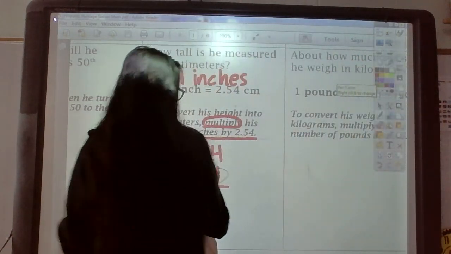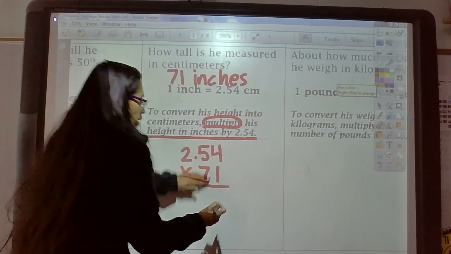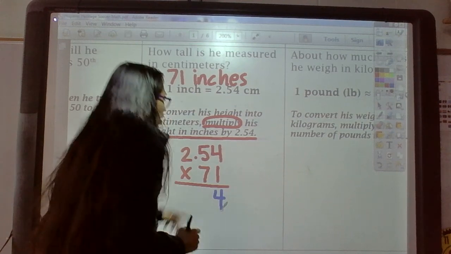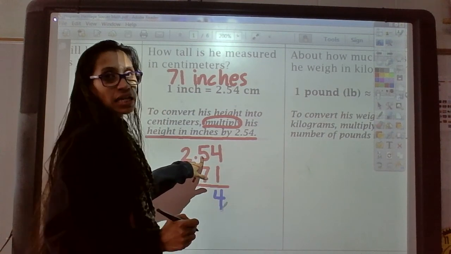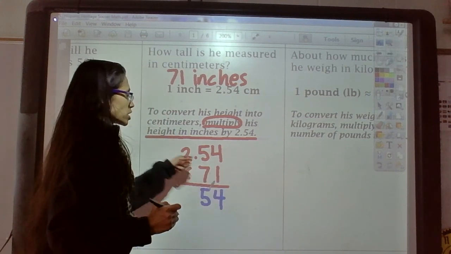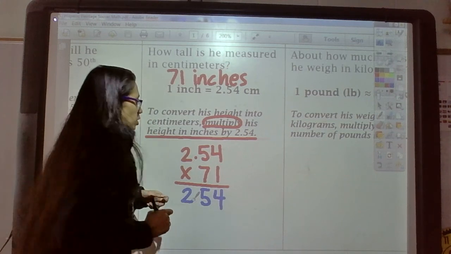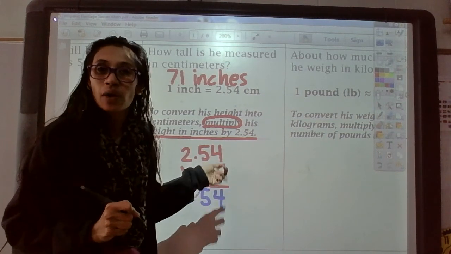All right, start with this 1. So imagine that 7's not there. We're going to do 1 times 4 is 4. And then 1 times 5 is 5. And then 1 times 2 is 2. All right, that was easy enough. So I'm done with the 1.